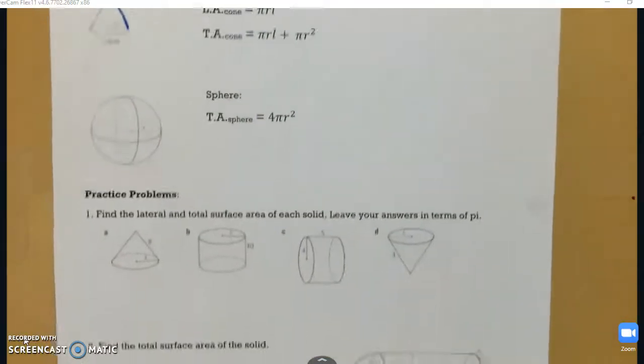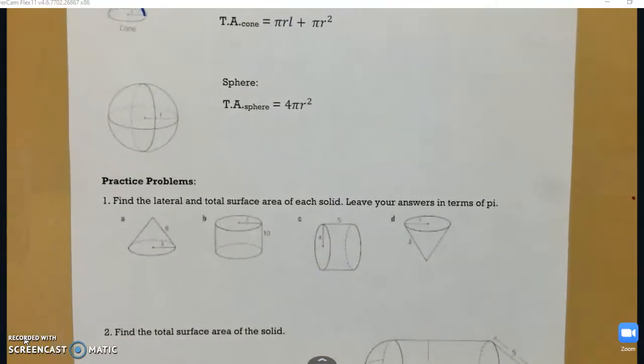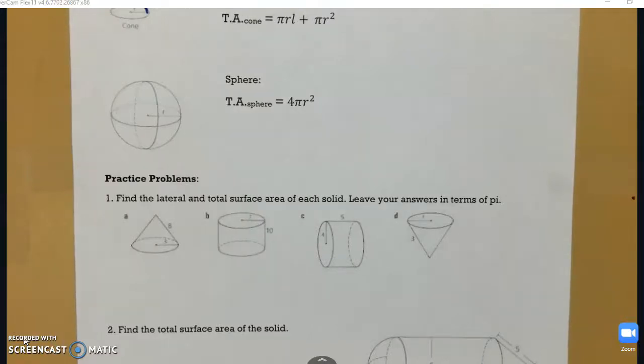Okay, and so again, we have two problems, but they're a little more intensive than the ones from our previous sections. So we are finding the lateral and total surface areas for each of these, and we're going to be leaving our answers for these in terms of pi.